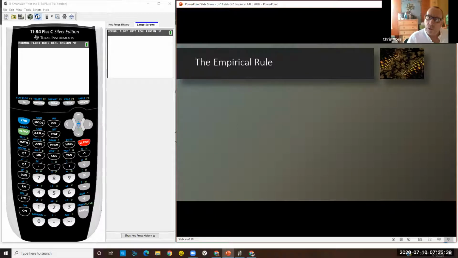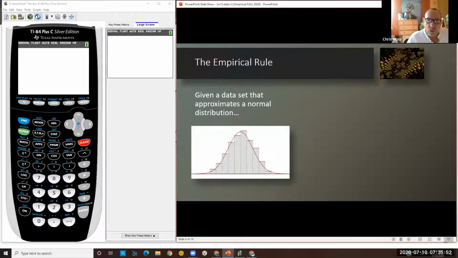All right, so our empirical rule. We have to have something to begin with, and this thing that we need is a data distribution that is approximately normal. It doesn't need to be exactly normal, but it needs to be pretty close. How close? Well, that's a second semester of statistics right there. But if we have a data distribution that approximates a normal distribution or bell-shaped curve, we have the following properties.